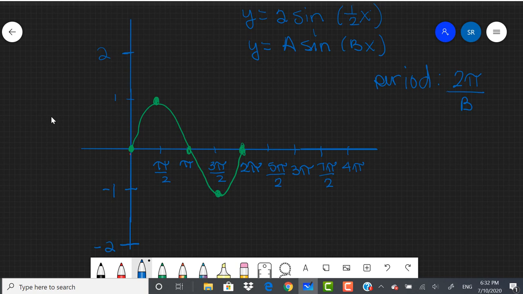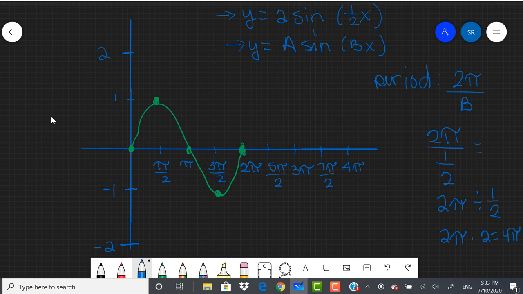So I'm going to go ahead and plug in for B. This is the equation I'm graphing up here, and this is just the generic form. So I'm going to plug in 2 pi divided by my B value, which is 1/2. Dividing 2 pi by 1/2 is 2 pi times 2, or 4 pi. As you notice, my graph here is going from 0 to 4 pi.